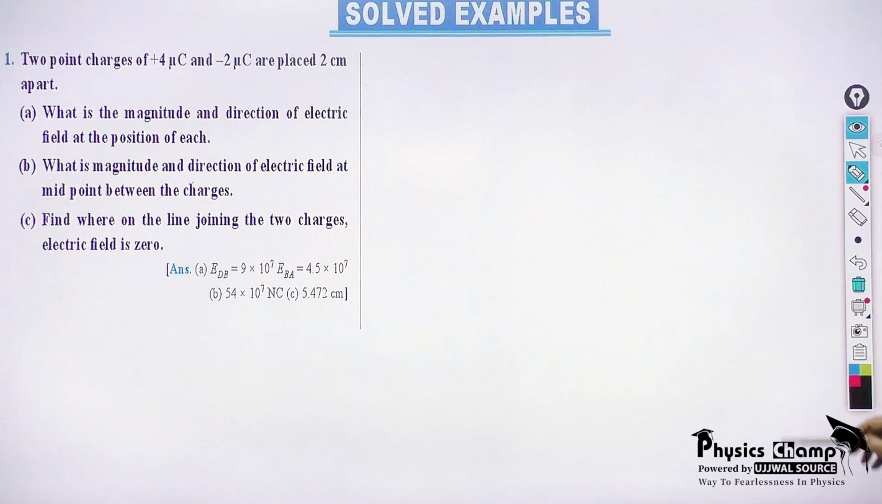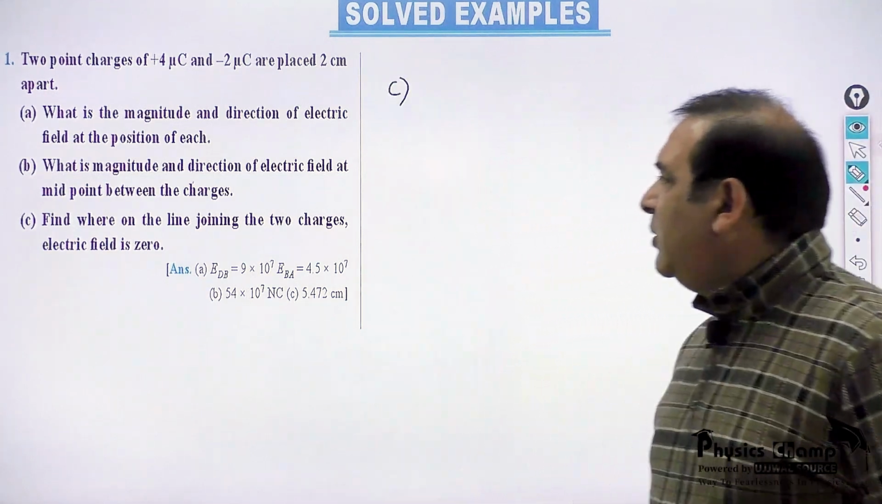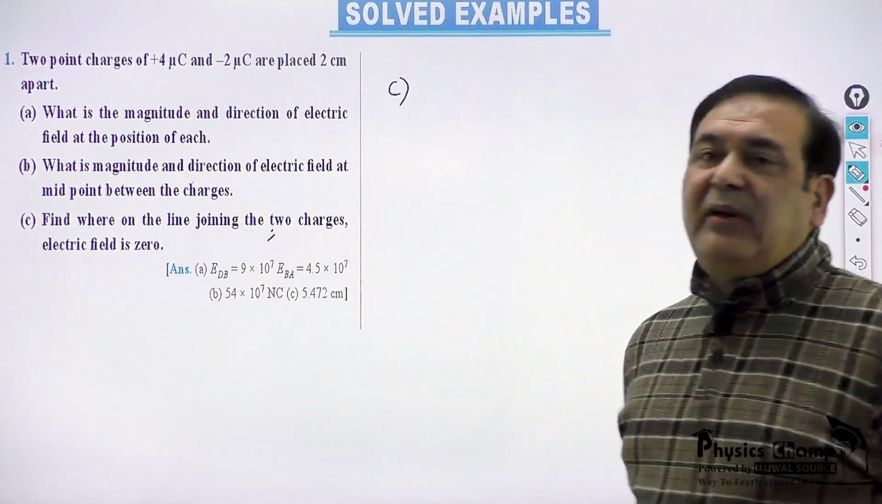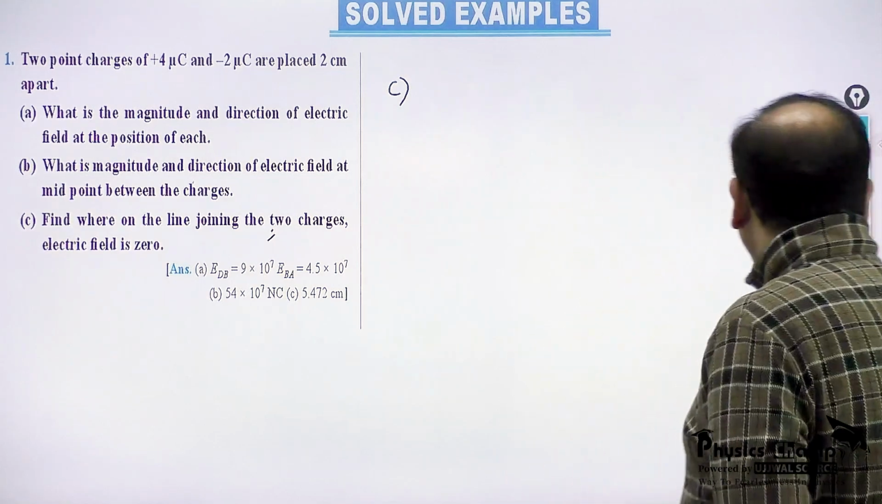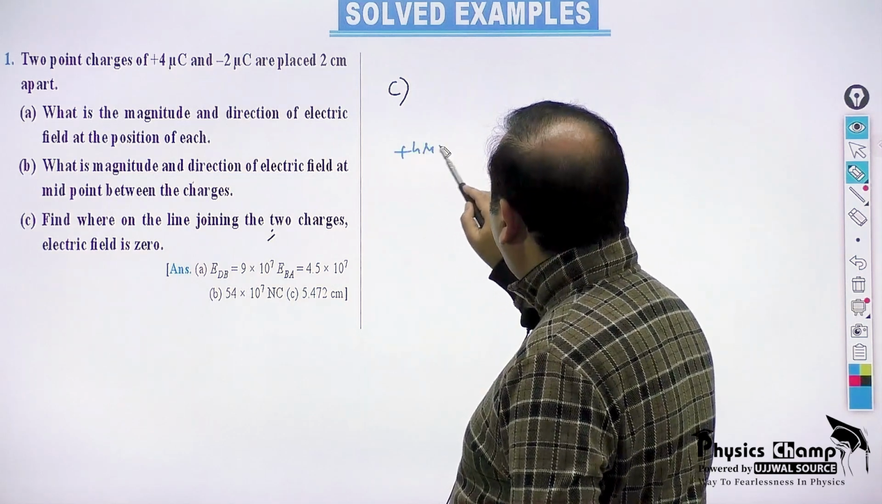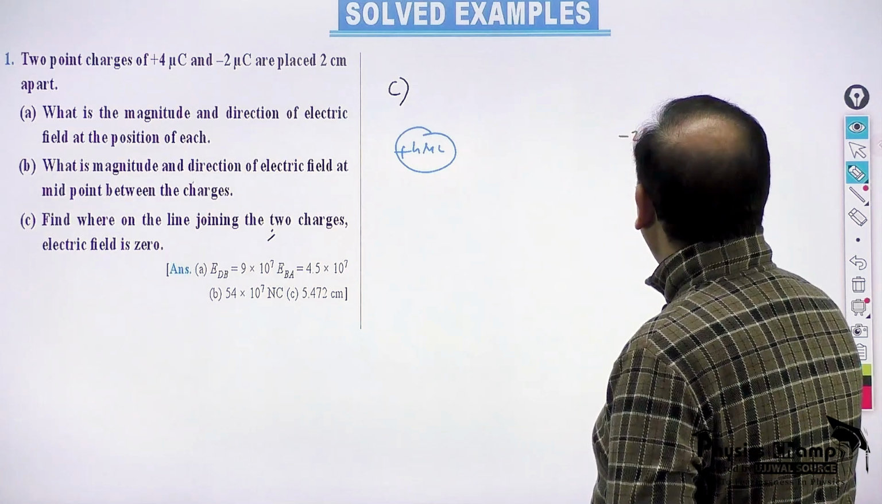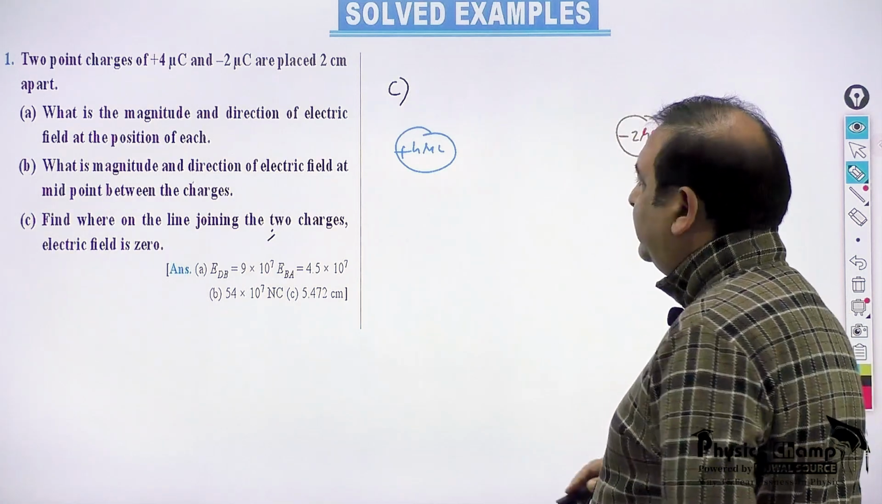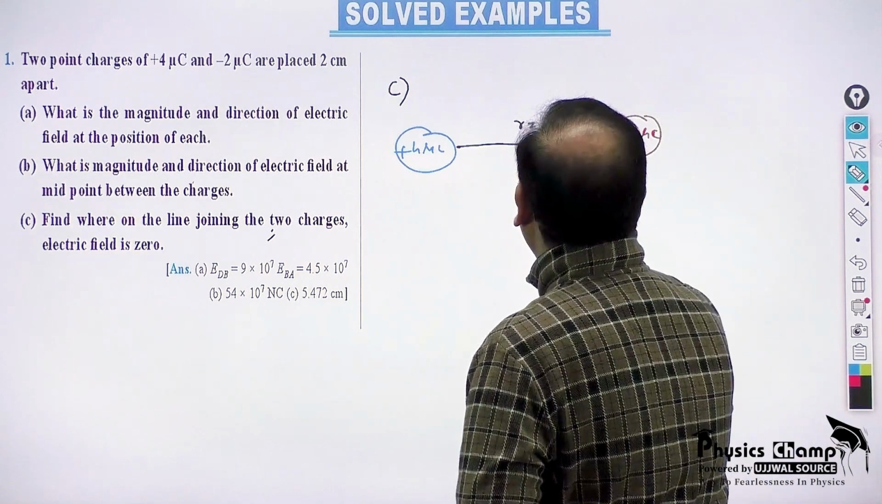Now part C of the same question: find where on the line joining the two charges the electric field is 0. We have seen that in between they were not getting 0. One has a charge of 4 microcoulomb, the other has a charge of minus 2 microcoulomb, and they are placed at a separation of 2 centimeter.